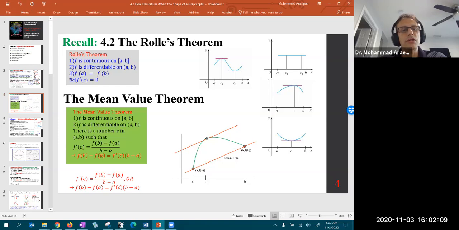If f is continuous in the same closed interval and differentiable in the same open interval, then there is a point somewhere where f prime is equal to f of b minus f of a over b minus a, which means there is somewhere in between that the tangent line is parallel to the secant line.